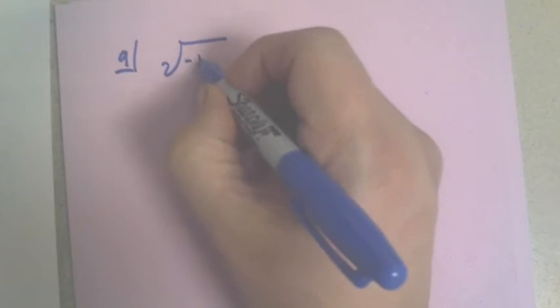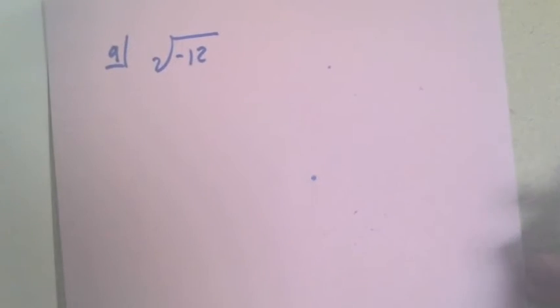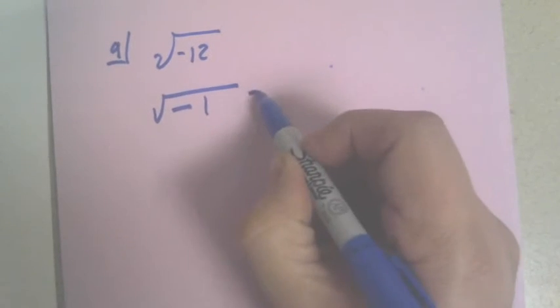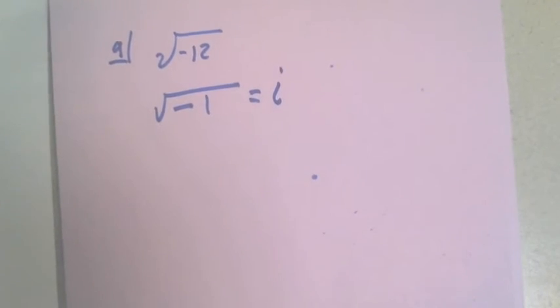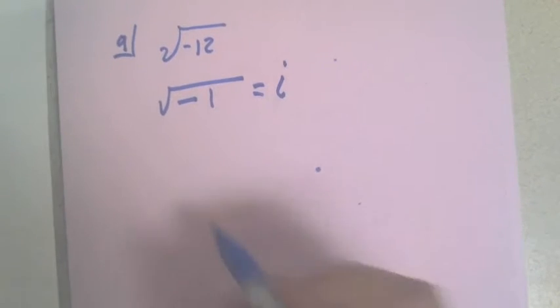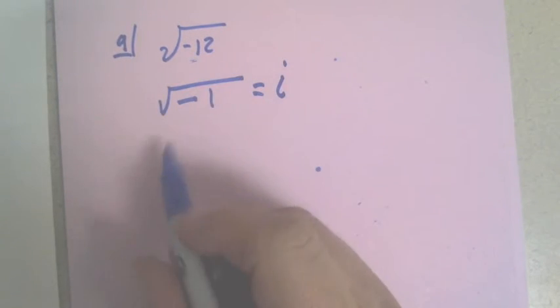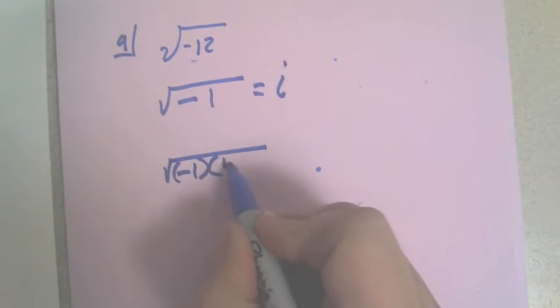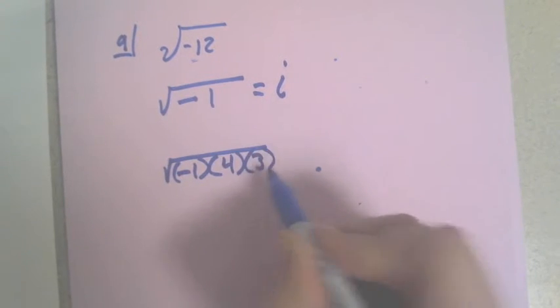The last two, real quick, I think I'm going to be about half an hour, are just for complex numbers. So number 9, or whatever order you got them in, the square root of negative 12. We want to simplify that. Well, we know the square root of negative 1 we express as i. So we want to express it in terms of i. But there's more inside here than just that negative 1. We have the square root of negative 1 times 4 times 3.